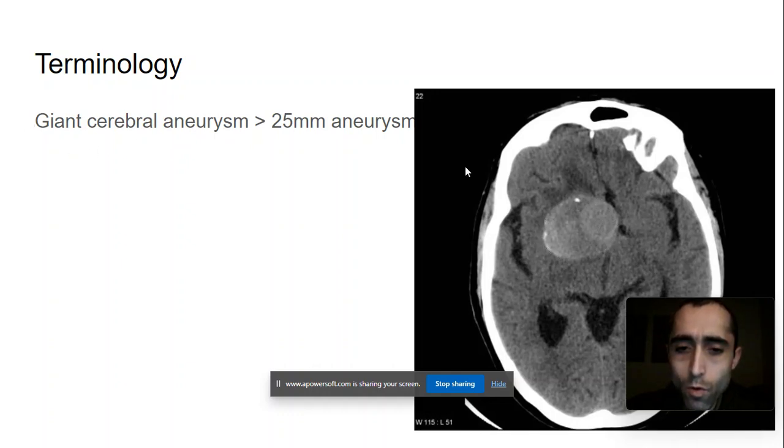Now, we will see the sizes, but this is an example of a very big aneurysm. When the aneurysm is more than 25 millimeters, it is called a giant cerebral aneurysm. Those aneurysms are more likely to rupture, but may also cause symptoms prior to the rupture. Even sometimes just before the rupture, they can cause symptoms.